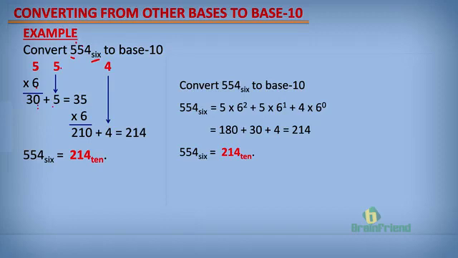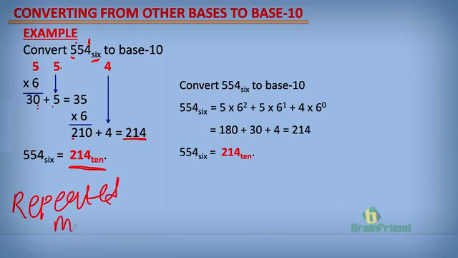So we multiply 35 by 6. That is the base of the number. 35 times 6 gives 210. We add the next number, which is 4. So 210 plus 4 is equal to 214. There is no other number after 4. 4 is the last number, so we stop here. So converting 554 base 6 to base 10 is 214 base 10. This is method of repeated multiplication. Now, the next method is by expanding the number to the power of its base.